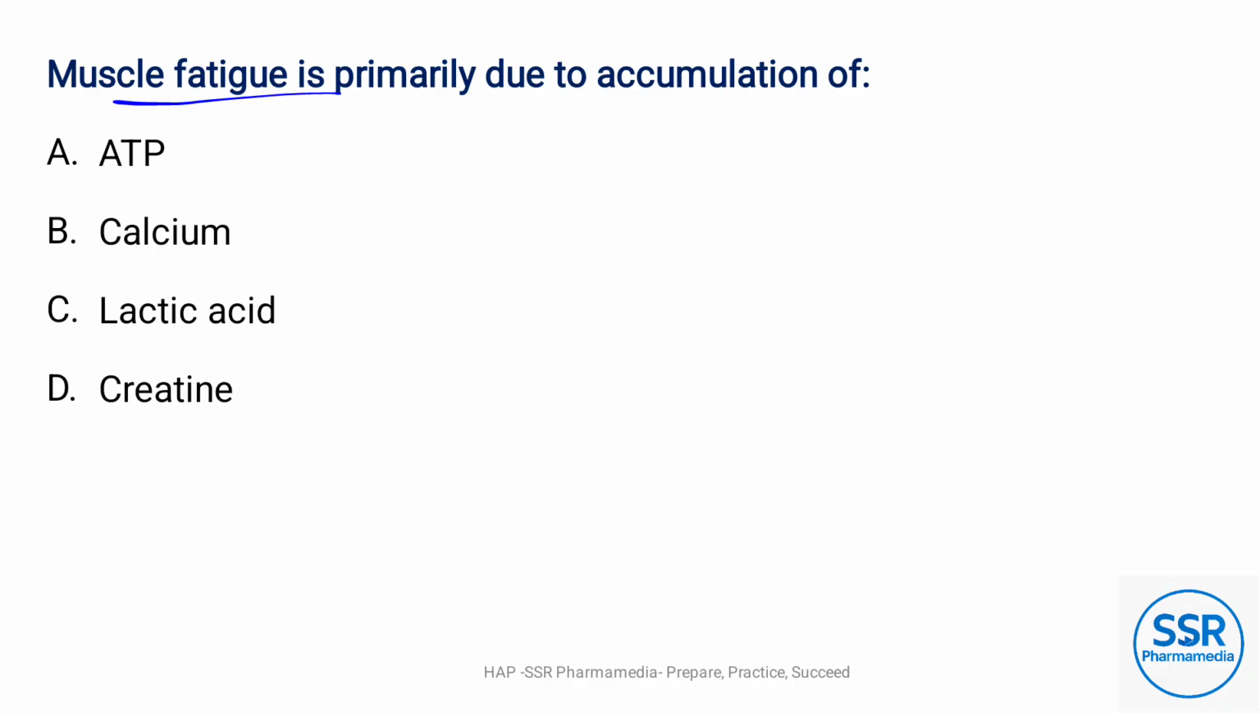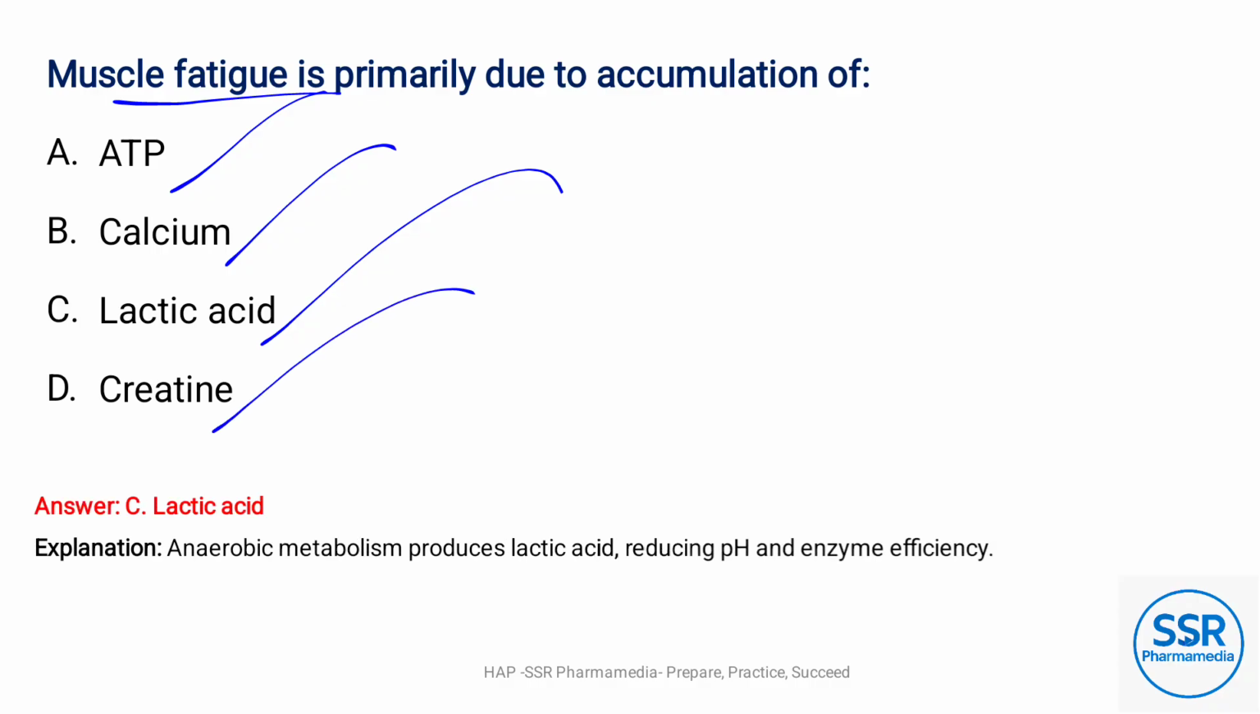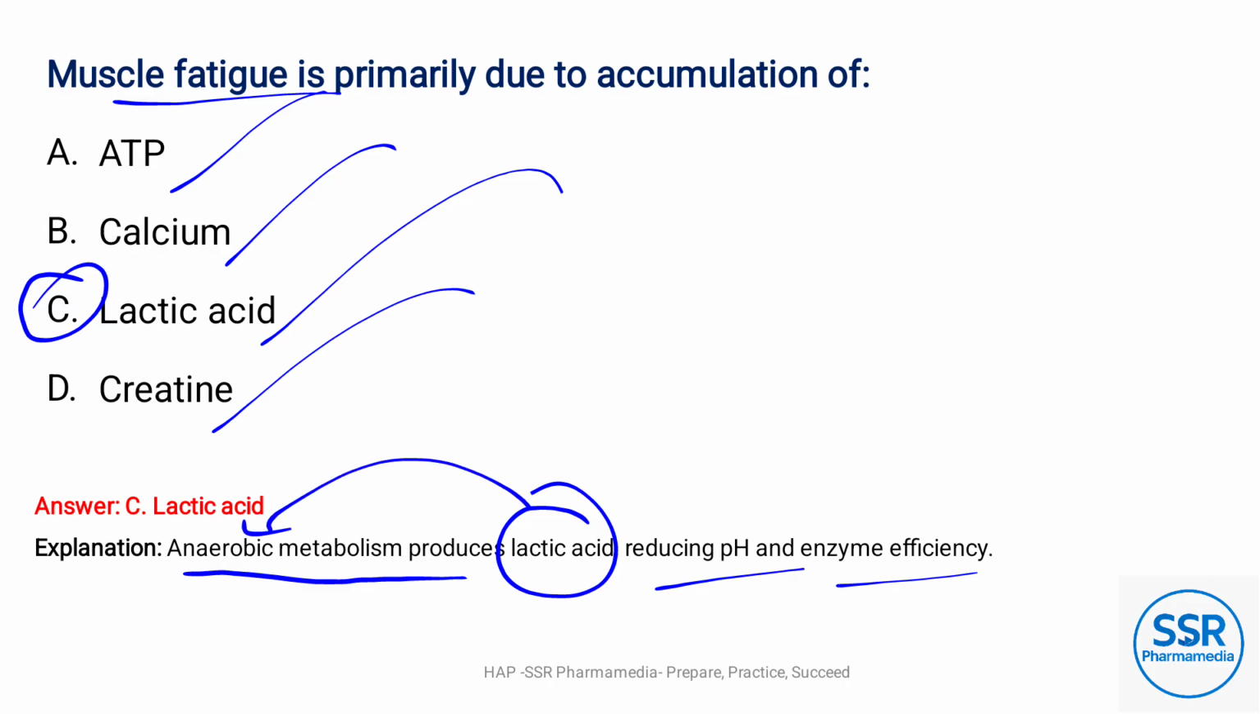Next, muscle fatigue is primarily due to accumulation of: option A, ATP; option B, calcium; option C, lactic acid; option D, creatine. Option C, lactic acid. Anaerobic metabolism produces lactic acid, reducing pH and enzyme efficiency. So lactic acid is produced by anaerobic metabolism.